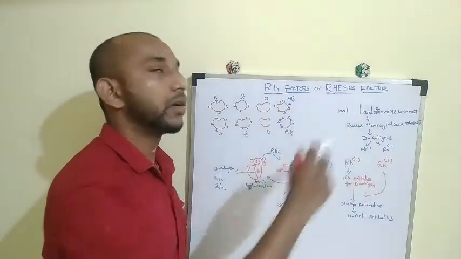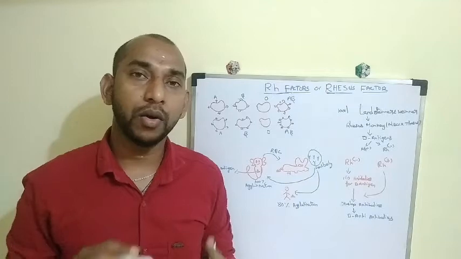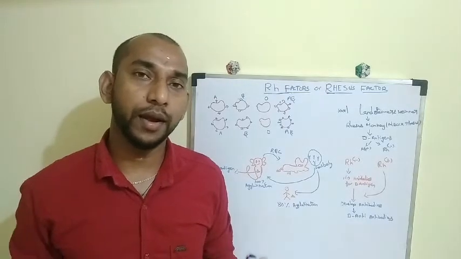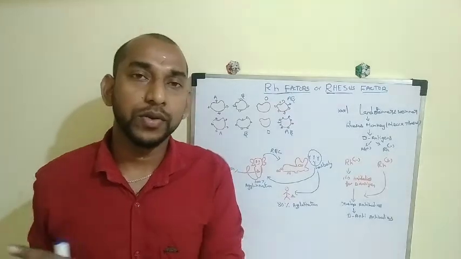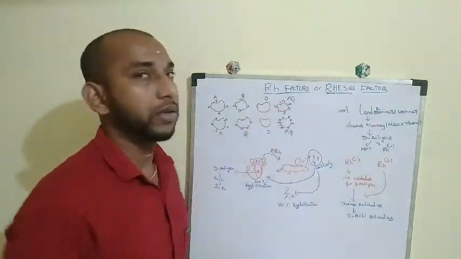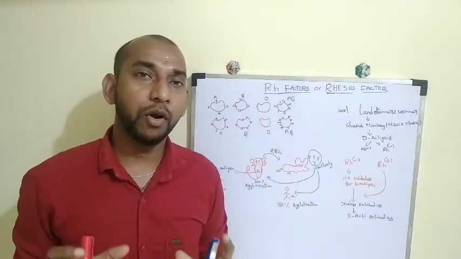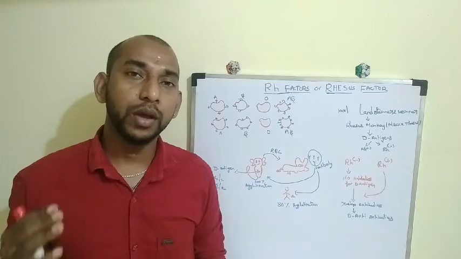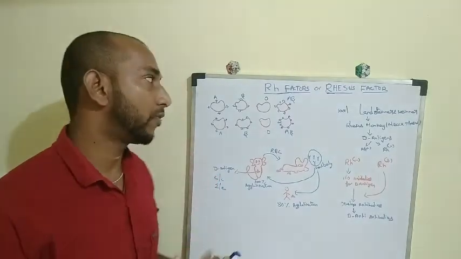Rh factor, or rhesus factor. In our previous video, I already taught you about the ABO blood groups and how they are coded with ABO alleles. This we have already learned. Now we are going to learn the Rh factor, or rhesus factor. I'm only going to explain the Rh factors in this video. In my subsequent videos, I will be posting one by one about this Rh factor.